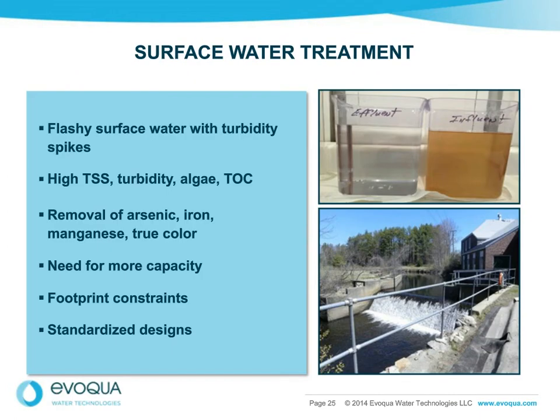The final case study we'll look at is a surface water application where the goal was to remove total suspended solids, turbidity, arsenic, iron, manganese, and true color. The surface water application had a wide swing in turbidity. Recycling the sludge back to the ballast tank was a key in reducing the turbidity, especially when the turbidity was at very low levels.